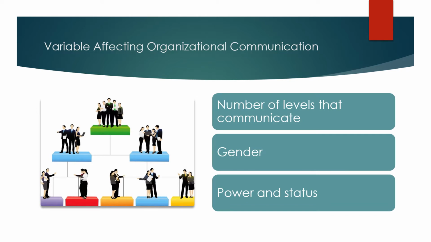Variables that affect organizational communication include the number of levels that we have to communicate with, the gender, and power and status. People at lower levels of the organization hierarchy are at risk for inadequate communication from higher levels. Right, you can see the little chart there. If they're communicating up at the top and then we're splitting it into two groups and then we're splitting it down further, right, those lower hierarchy maybe have a disconnect between that communication.